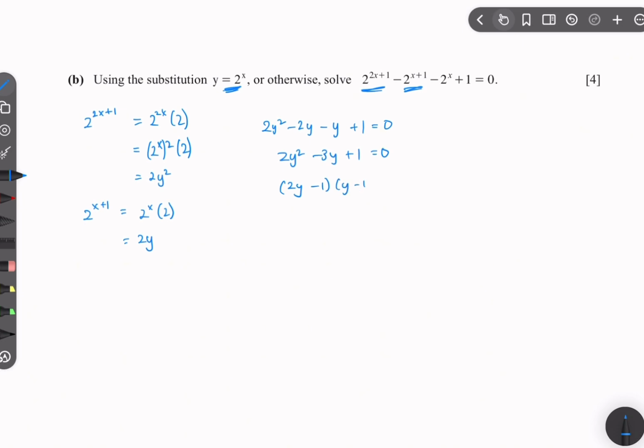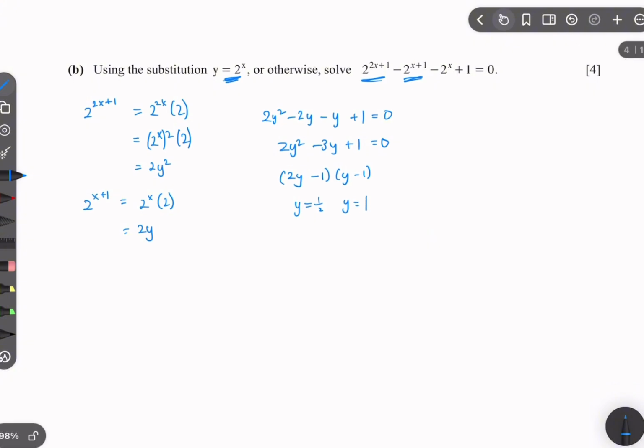Now we can just solve for y. Now that we have the y values, solve for x. And we know that y is equal to 2 to the power of x. So we can just equate them.